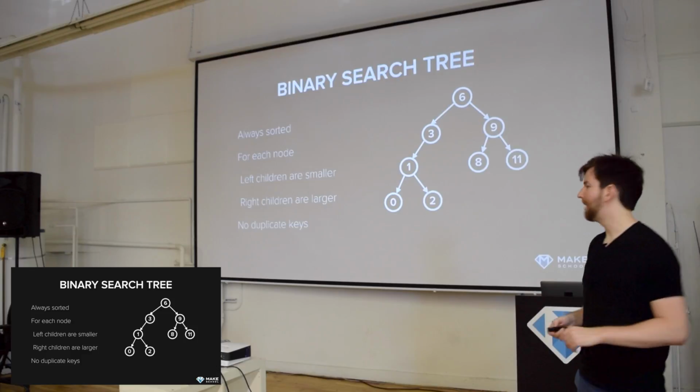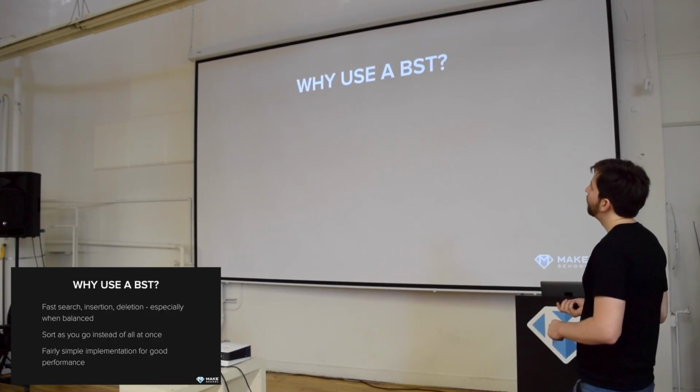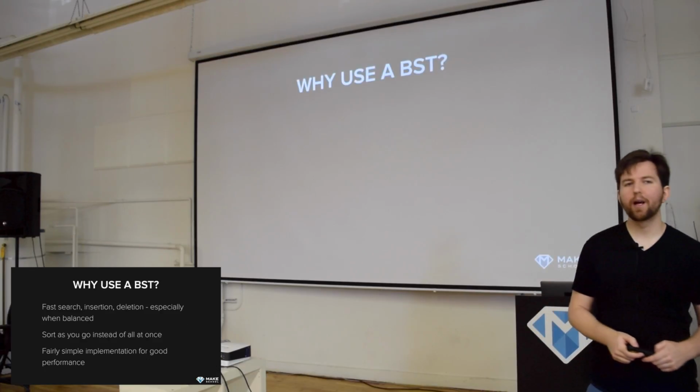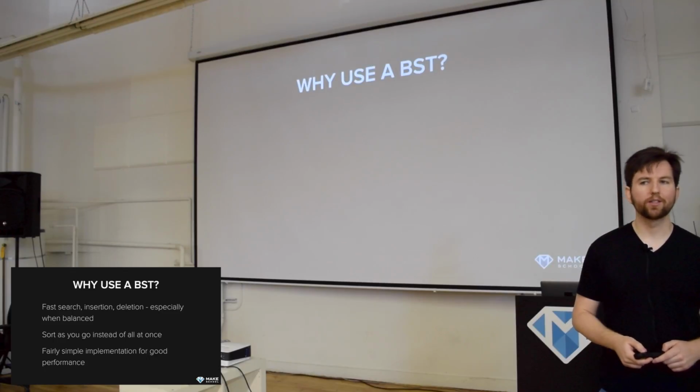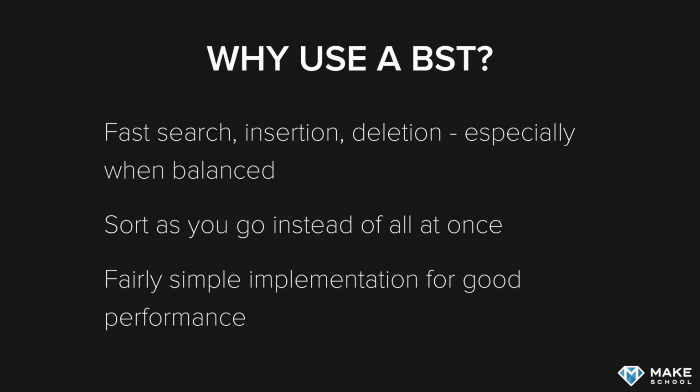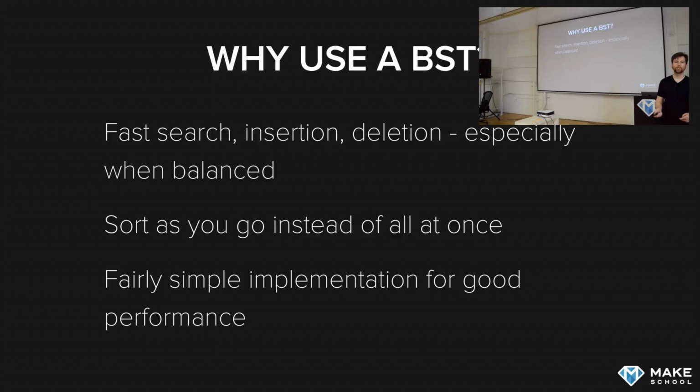So why would you ever use a binary search tree over something like a linked list? What is the motivation here? Well, you get fast insertion, search, and deletion, especially when it's balanced. We'll see why in a bit, and then we'll talk about the runtime complexity of binary search trees.